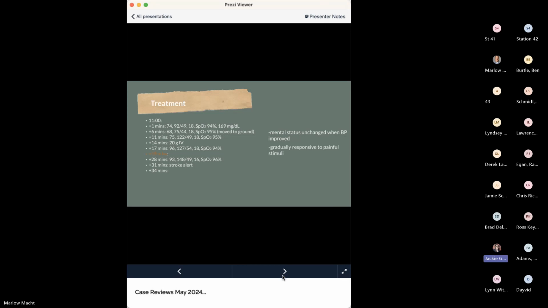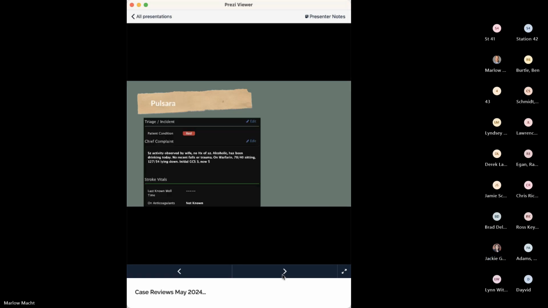Perfect. So they noted that he was gradually responsive to painful stimuli en route to the hospital. Next, another box should come up. And that when he became more responsive, they noted that he was only moving his right side, prompting EMS to initiate a stroke alert at 31 minutes, and they arrive at the hospital at 34 minutes.